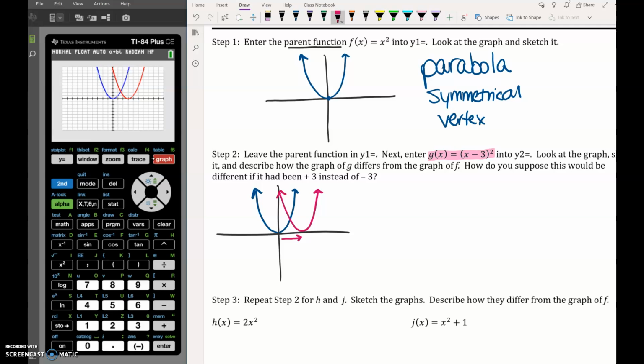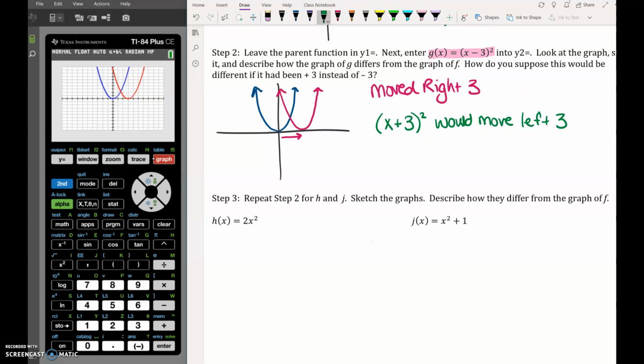I'm going to make myself a little note that it moved to the right. Describe how the graph differs from the original. It moved right 3. We should probably say translation left or right 3 units, but we can just say moved. Then it asks, what do you suppose would be different if instead we had done x plus 3 inside the parentheses? If minus 3 moved it right 3, what's plus 3 going to do? Left 3. Okay.